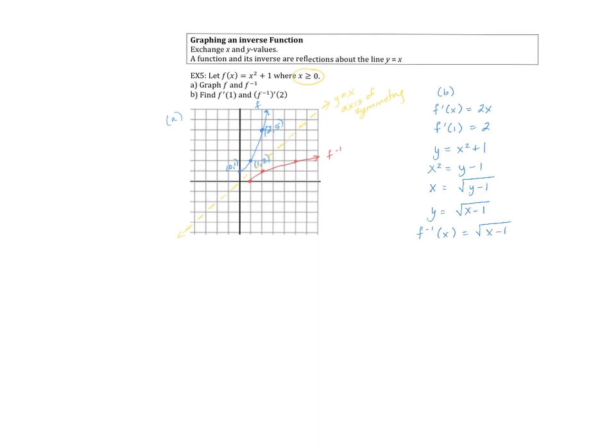So now I have to find the derivative of my inverse function. So if I take my inverse function and find the derivative, that's going to be equal to 1 over 2 times the square root of x minus 1. So when I evaluate the derivative of the inverse function at 2, we get 1/2.